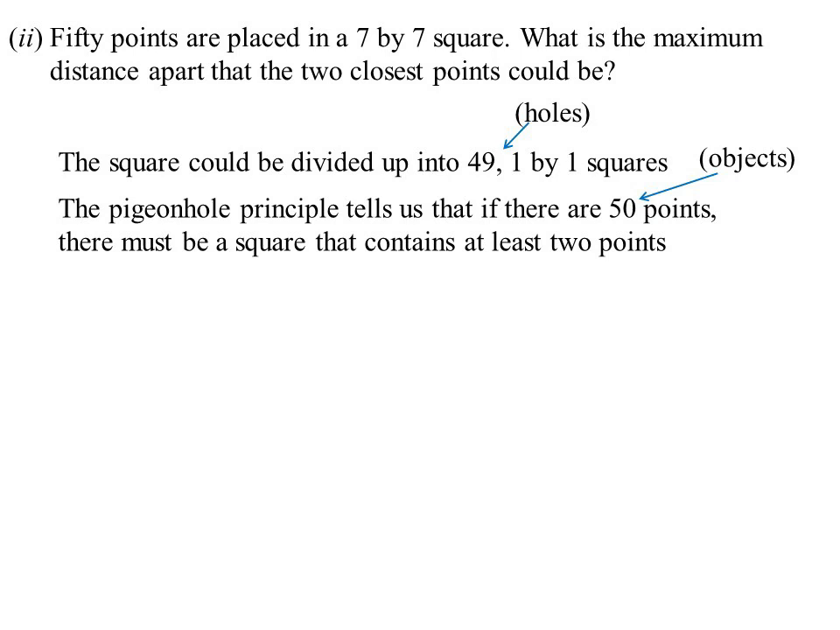Okay? So they're my holes. So the pigeonhole principle tells us if there are 50 points, there must be a square that contains at least 2 points. Now, why is that important?